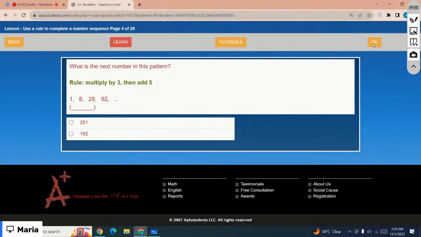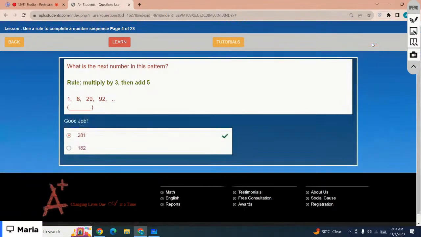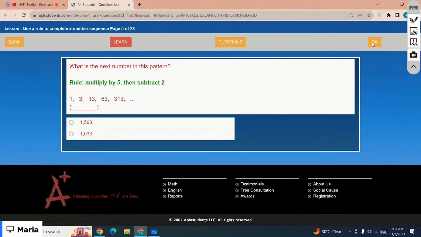Which is the next one? 6 and 5, 11. The next one is 281. Right? The next question, next number in the sequence is 281. Okay, which is the next number in the sequence? Multiply by 5 and then subtract 2.